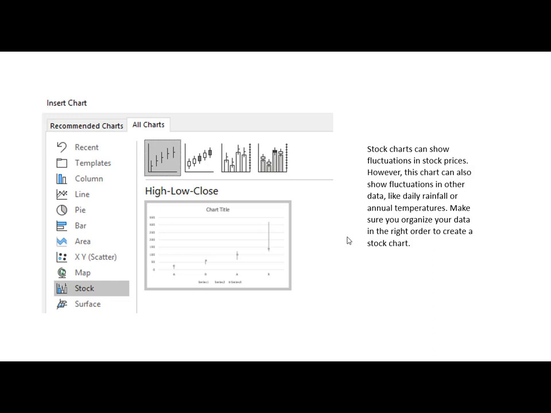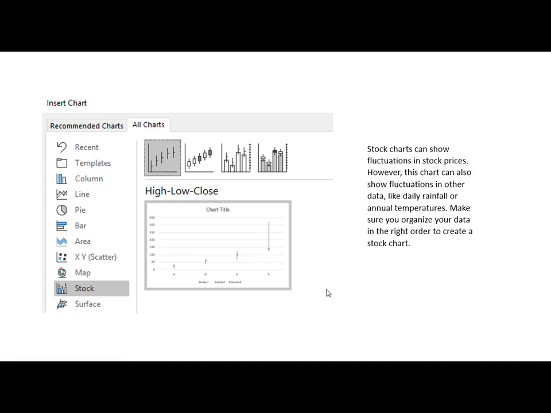It can show fluctuations in other data like rainfall or annual temperatures. And you make sure you organize data in the right order to create the stock chart. The last sentence here shows that when we put data in Excel, we have to put them in a certain order to get the minimum and maximum value and the average value here, or the closing number in the stock.